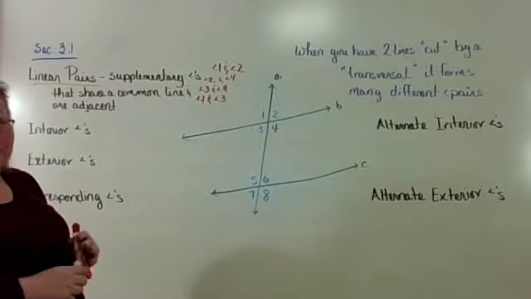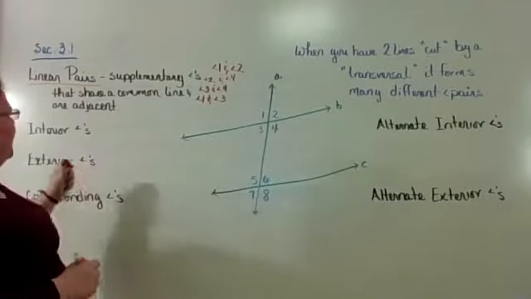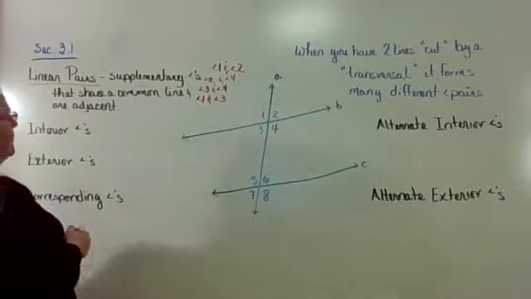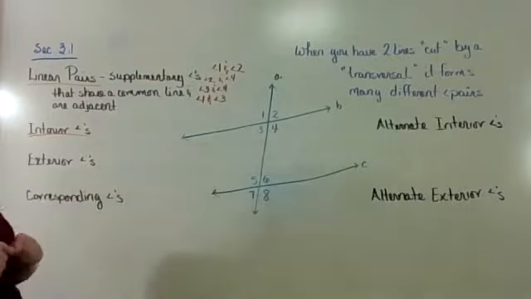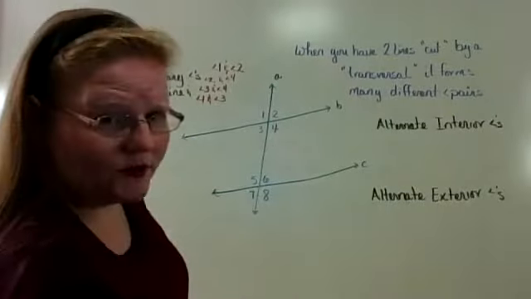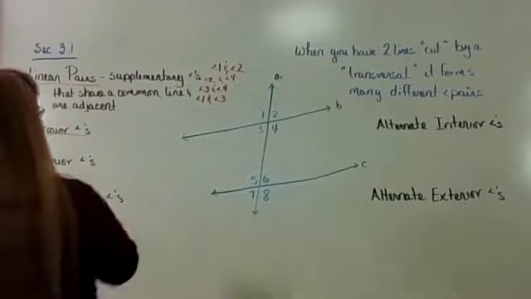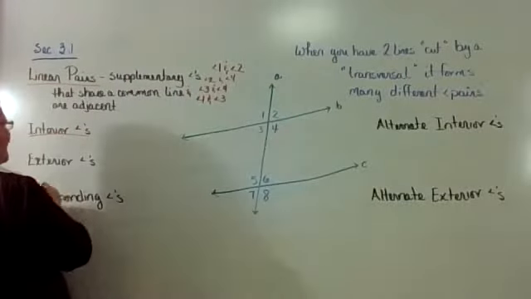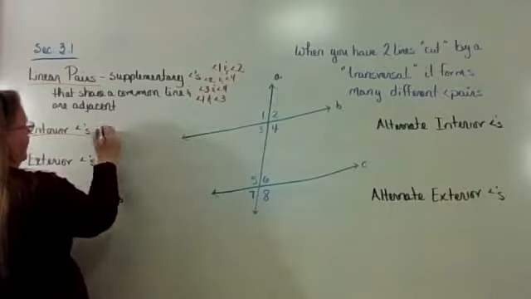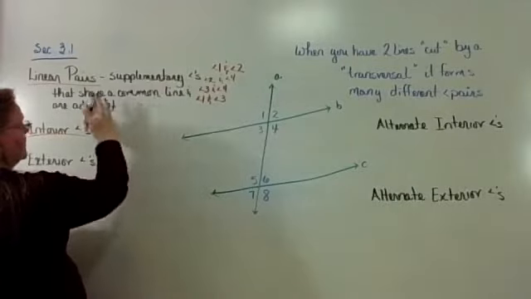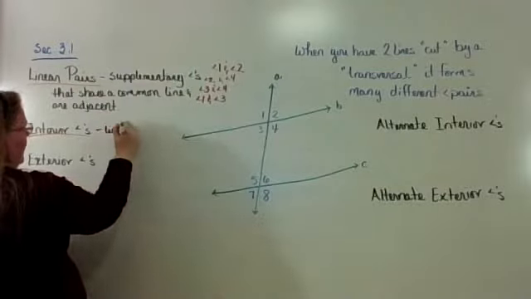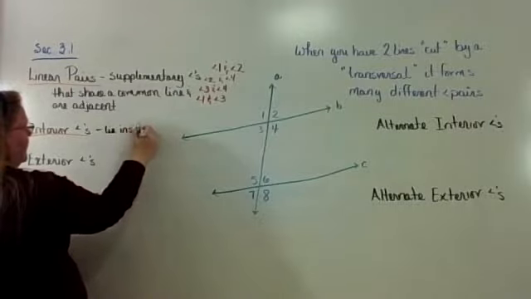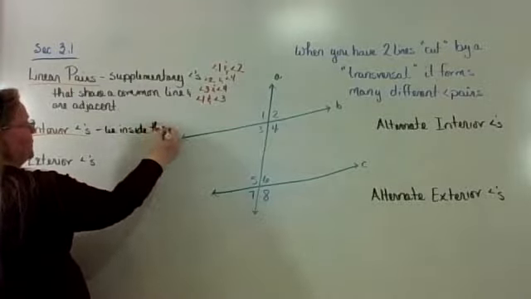Just hold your horses. In addition to that, we have something called interior angles. Interior angles have to be inside the 2 lines. They're the ones that are inside. You don't get any fancy rule about them being supplementary or anything. All we know is that they are inside. They lie inside the 2 lines.